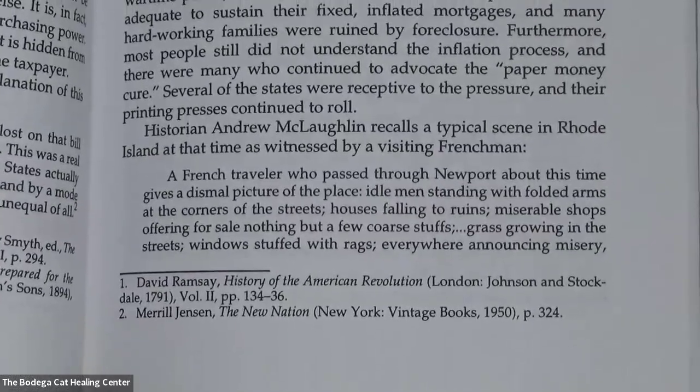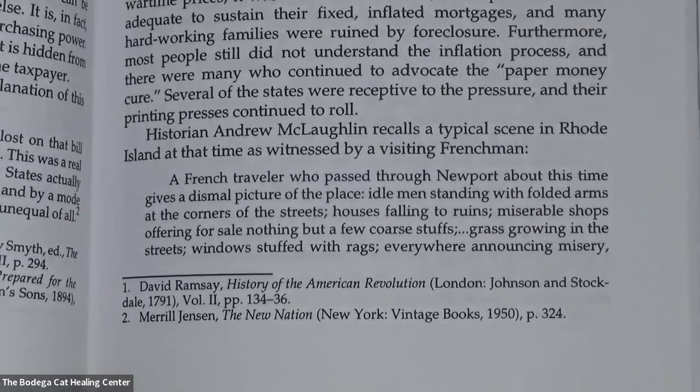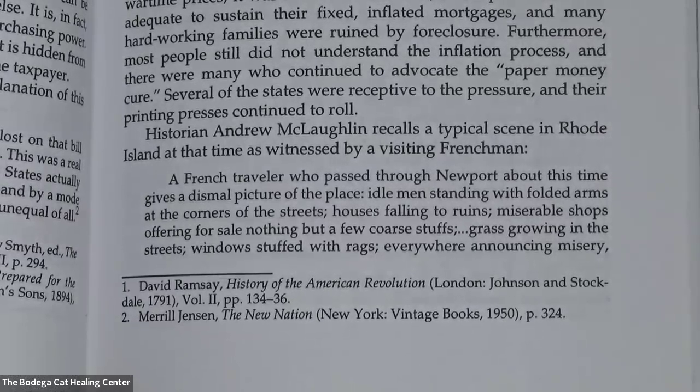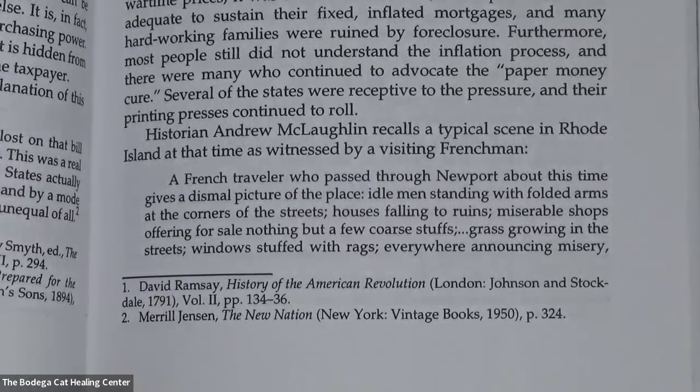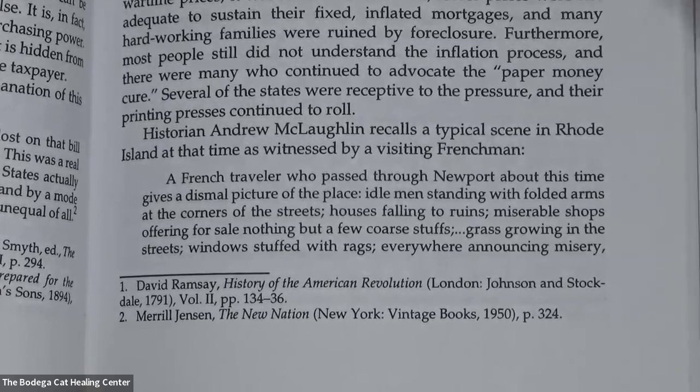Historian Andrew McLaughlin recalls a typical scene in Rhode Island at that time, as witnessed by a visiting Frenchman. A French traveler who passed through Newport about this time gives a dismal picture of the place. Idle men standing with folded arms at the corners of the streets, houses falling to ruins, miserable shops offering for sale nothing but a few coarse stuffs, grass growing in the streets, windows stuffed with rags, everywhere announcing misery.